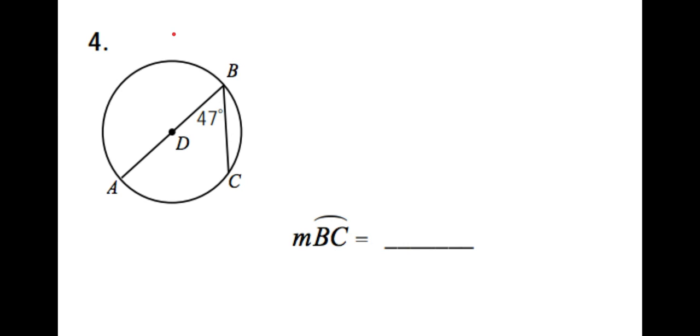Okay, what do you have to remember was the most important thing? Well, the angle is 1/2 the arc. So in this case, 47 is which? So 47 is 1/2 the arc. Now how do I move the 1/2 to the other side?